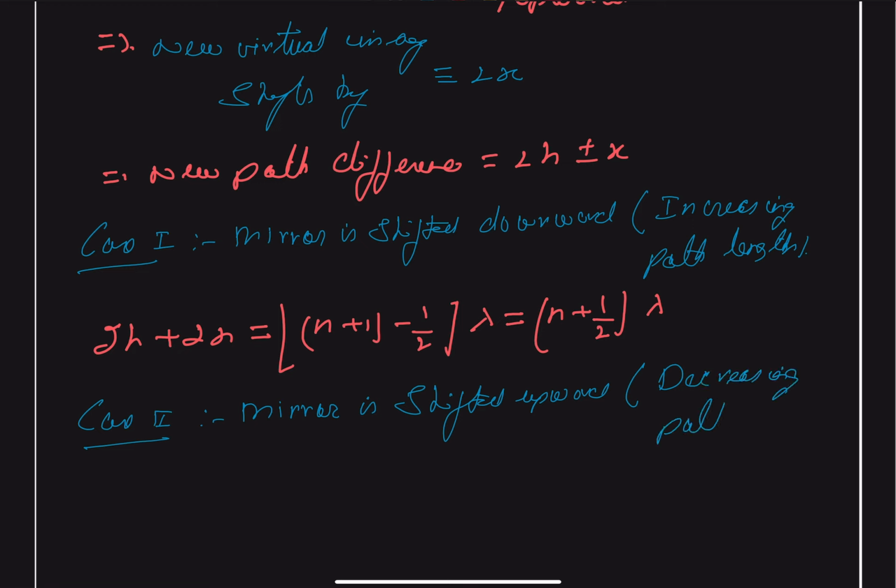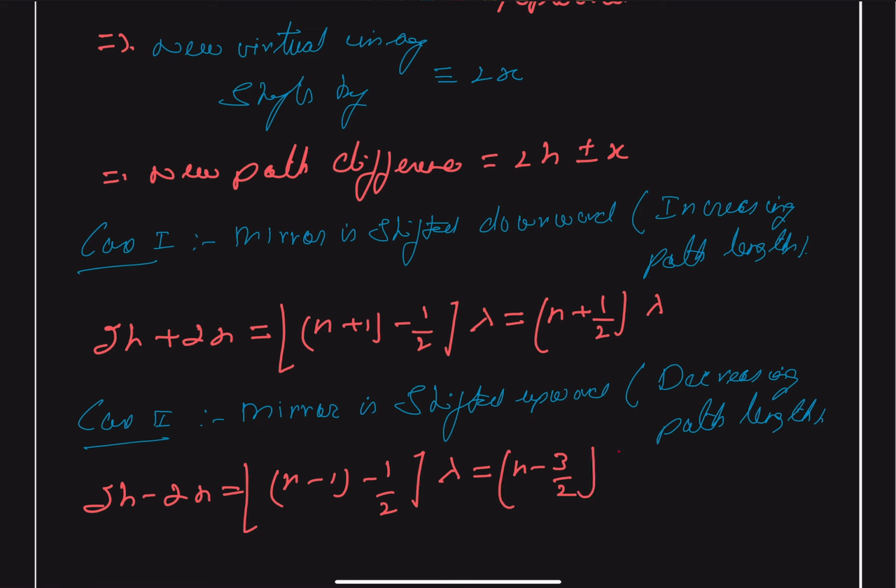Decreasing path length. Therefore, we can say about 2h minus 2x, this will be giving us n minus 1 by 2 and multiply by lambda. This gives us n minus 3 by 2 and this comes as lambda. Now we can solve these two equations for our x. So this is equation number 1 and equation number 2.